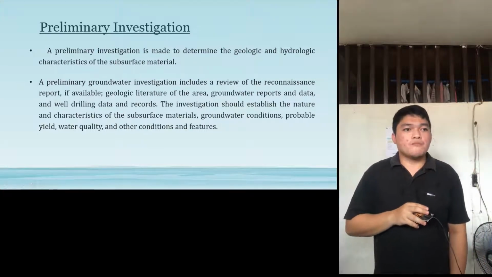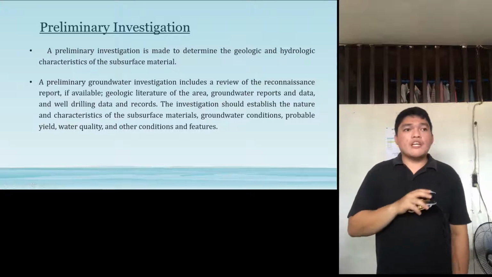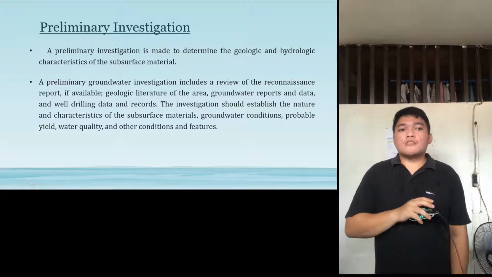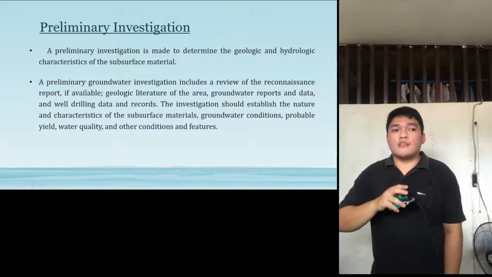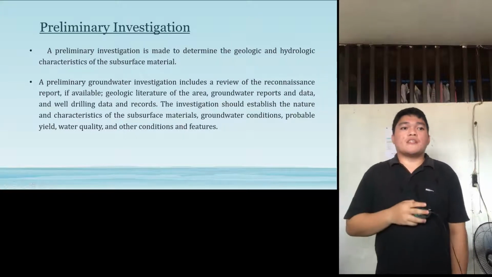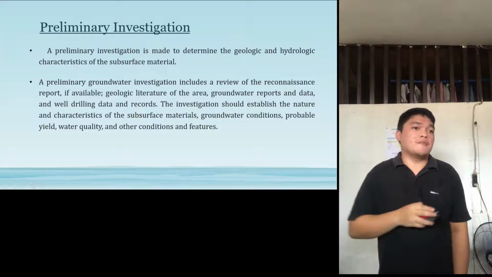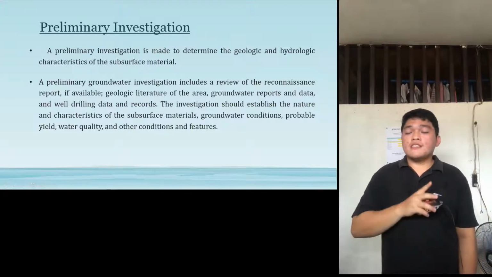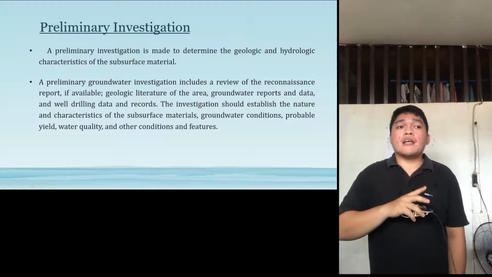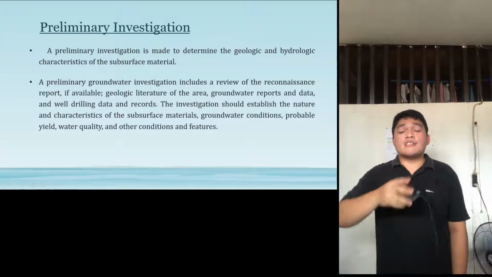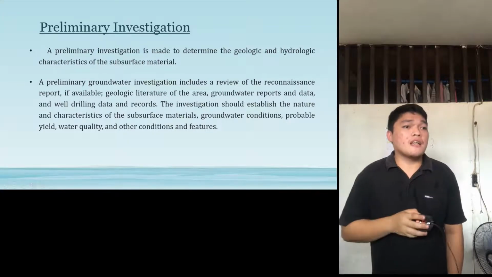conditions and features. So, a preliminary investigation helps us to determine the geologic and hydrologic characteristics of the subsurface resource that we want to investigate. But it is yet a preliminary investigation.